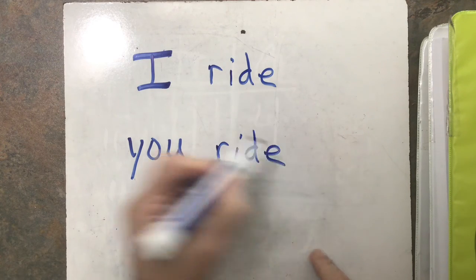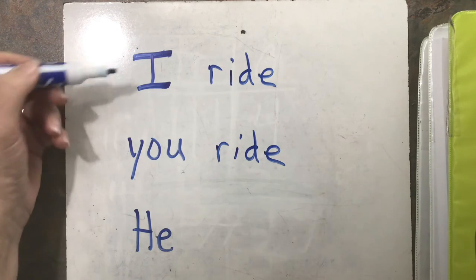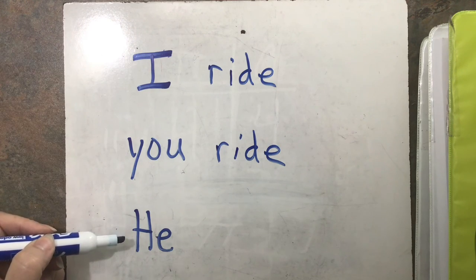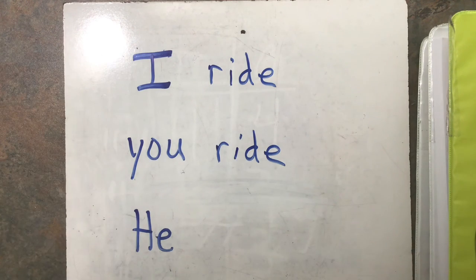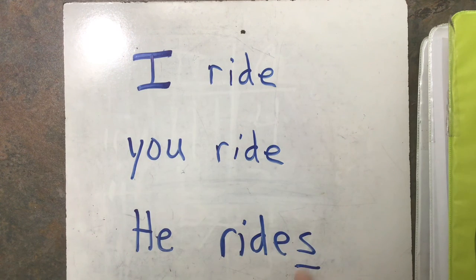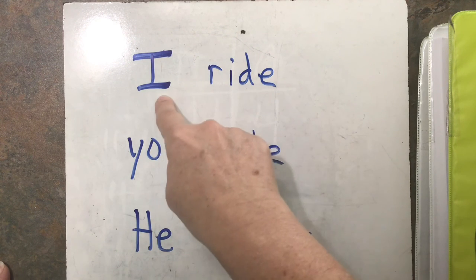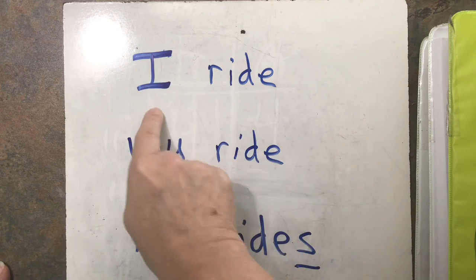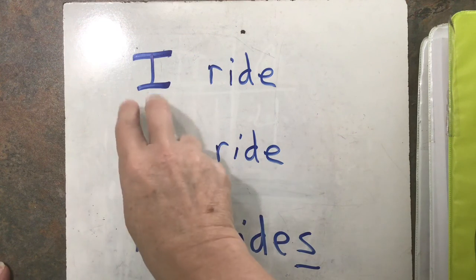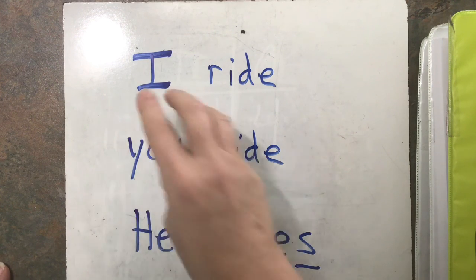You ride. But remember, when we're talking about somebody else, not the first person or the second person, when we are talking in the third person, our action word needs to have he rides. It needs to have the S added to the end. If I was telling my story and I was using I all the time in my writing, I did this and I went there and I felt this, that's talking in the first person.